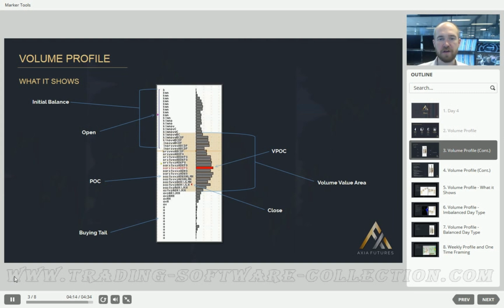And also you have a close, obviously the last traded price. The close is very important in relation to where it actually closes on the day. So that's what it's showing you. They're the little elements of it that you want to be looking at. We'll now move on to why these are all important and what they really tell you about the day and what's going on.